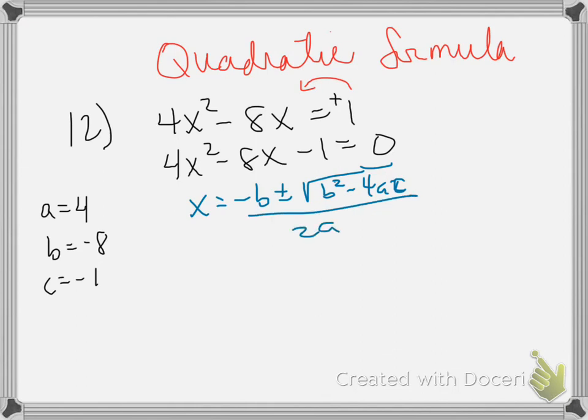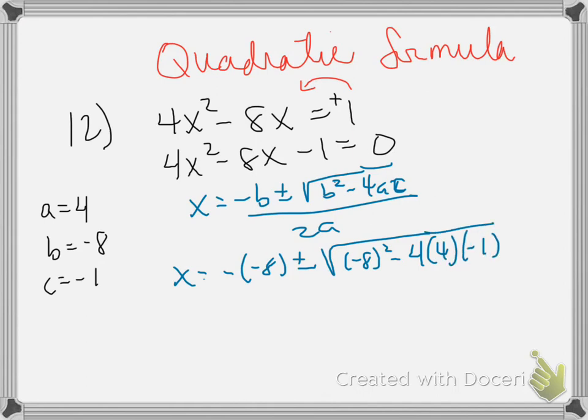All right, and we're just going to plug them in. So we're going to take our numbers and plug them in. So we got x equals, b is negative, but we have a negative 8, plus or minus the square root, b again is a negative 8. This will always be positive when you square it. Remember, if there's a negative or positive, it's always positive. 4, and then a is 4, and then c is negative 1.